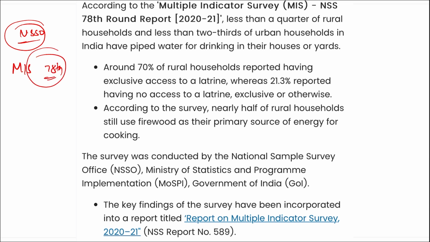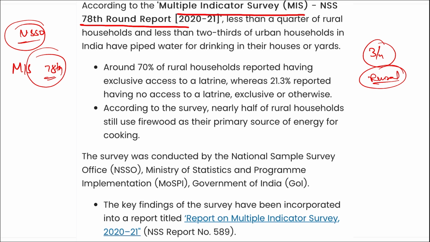which spanned the entire nation. So coming back, if asked about the data related to drinking water, almost three-fourths of the rural houses in India do not have a piped drinking water connection, and this data was released by whom? It was released by the 78th round report of the MIS survey, that is your Multiple Indicator Survey, that was released by NSSO.